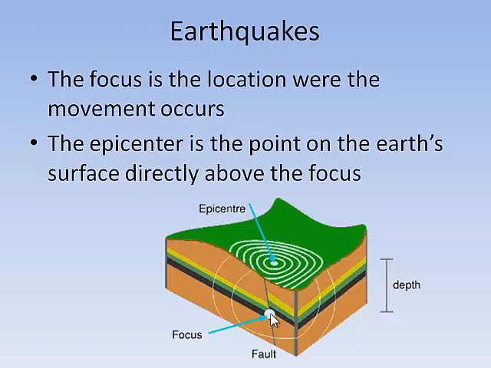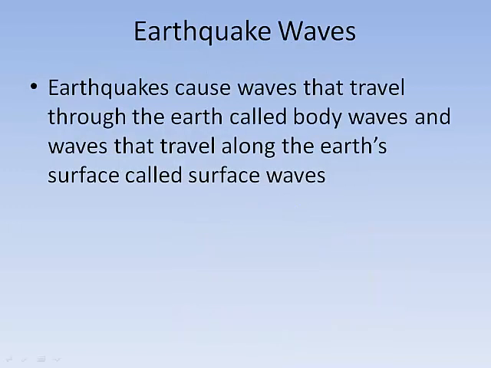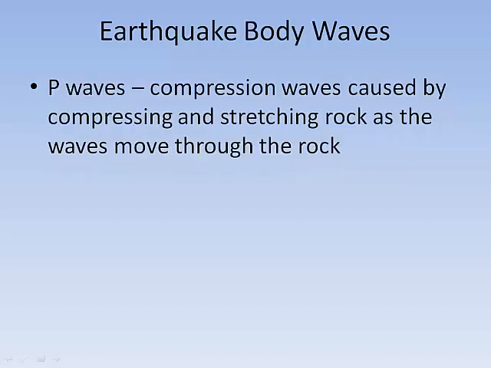That's the epicenter. Earthquakes release their energy, and that causes waves to travel outward through the Earth. Some travel through the Earth, and we call those body waves. And there are waves that travel along the Earth's surface, and we call those surface waves. There are two types of body waves that we're going to talk about. The first one are called P waves. P waves are caused by compression. There's a P in compression, so P waves are caused by compression.